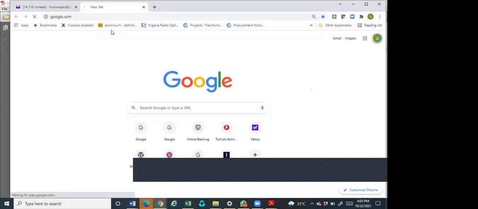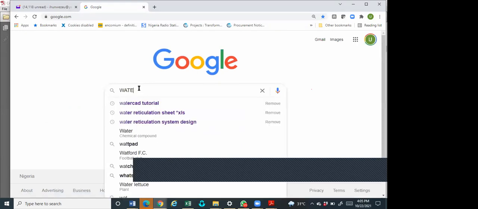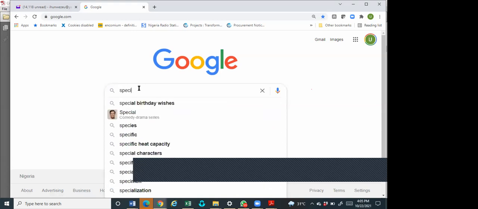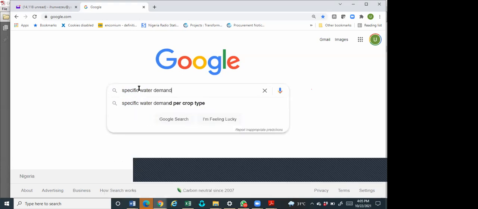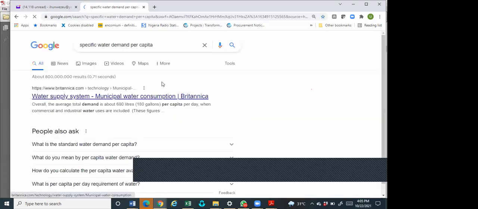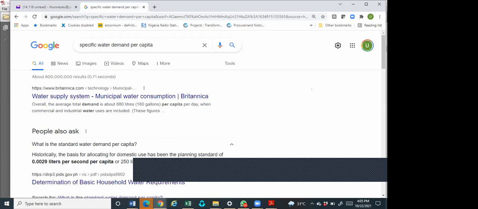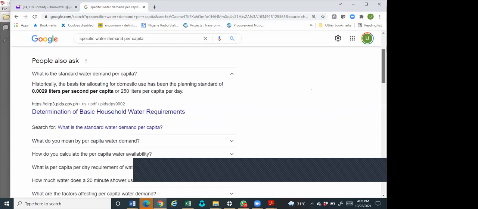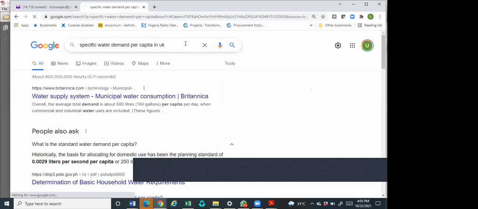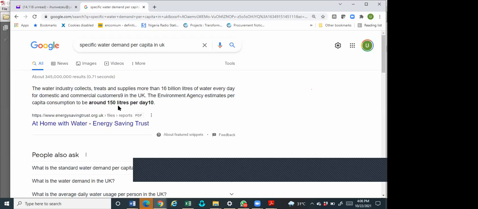Well, let's prove ourselves, right? Specific water demand per capita, that's how to put it. Britannica says 250. It's not true, it's too much. But let me put something here, in UK. Yeah, UK says 150. So you can see that the UK says 150.